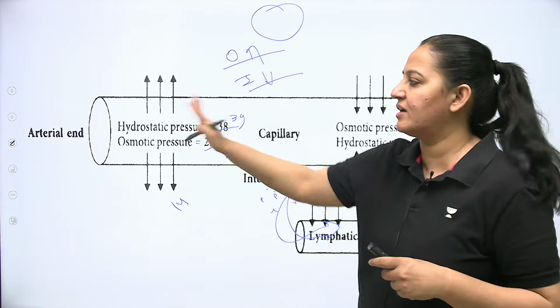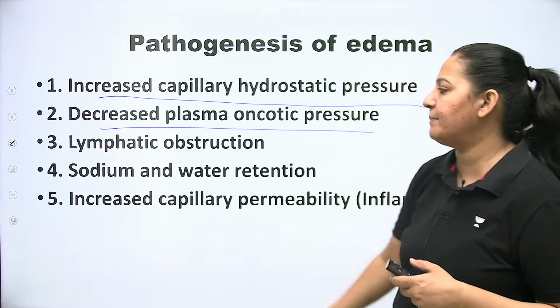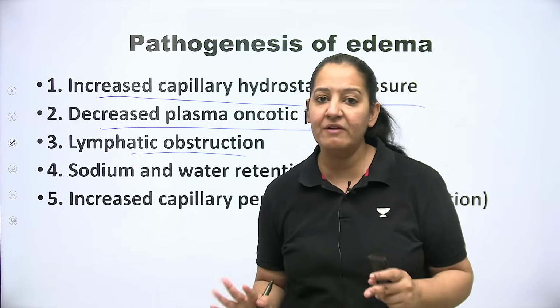Outward, inward, here also it is 13, here also it is 13. But lymphatics are obstructed. So the third reason can be lymphatic obstruction. These are the three main causes understood from the normal mechanism.